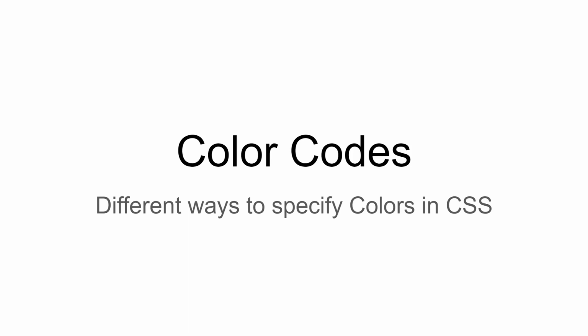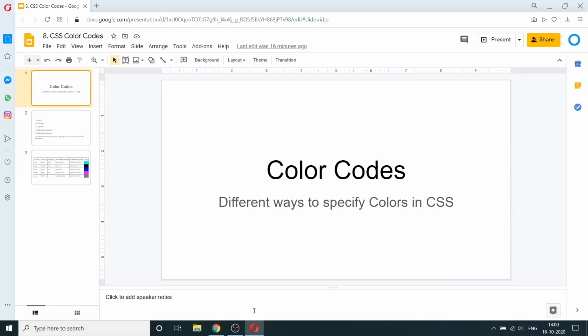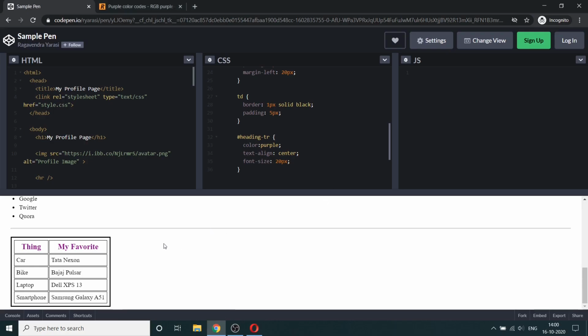In this video, we're going to have a look at some of the different ways of specifying color in CSS. Now, before I get into this, let me just demonstrate what I mean by different ways of specifying color. So if we look at our HTML page and our CSS, here we have specified the color for this heading using this code, where we specify color is purple. So this is a way of specifying color, and I'm going to talk about the different ways of doing this.